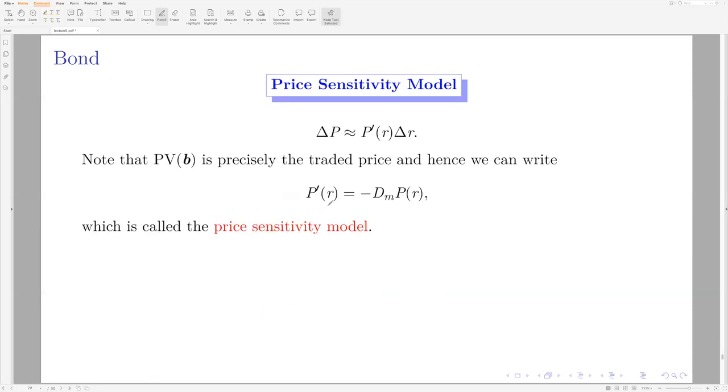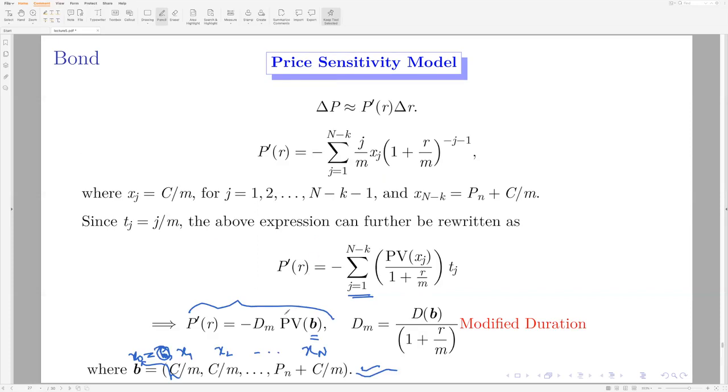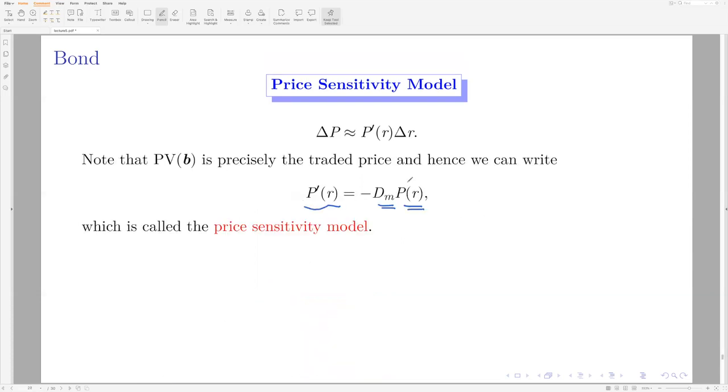So we obtained P dash of R equal to minus Dm, that is the modified duration, times the price. Okay. Recall, we had PV of B. PV of B is nothing but the price only. Okay. The price is defined as the present value of the cash flow. Okay. That is why I have replaced PV of B as price itself by definition. Okay. This ordinary differential equation is what is called the price sensitivity model.